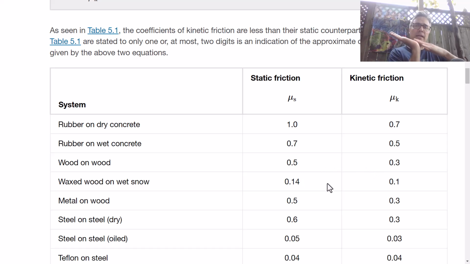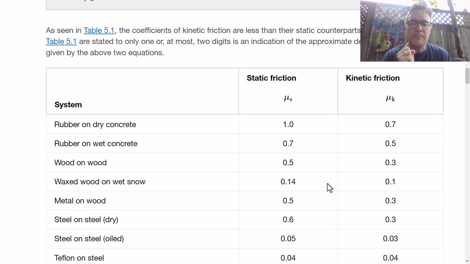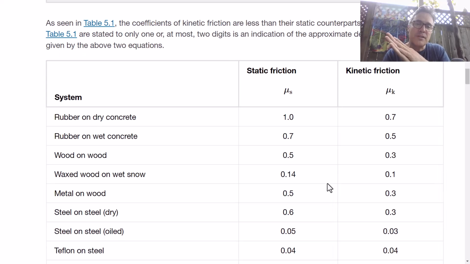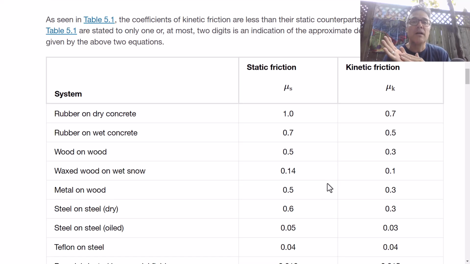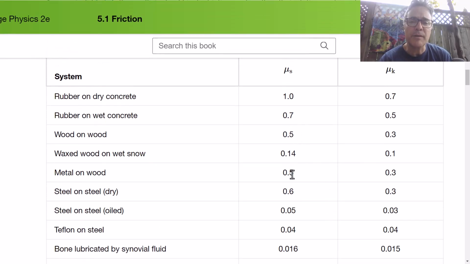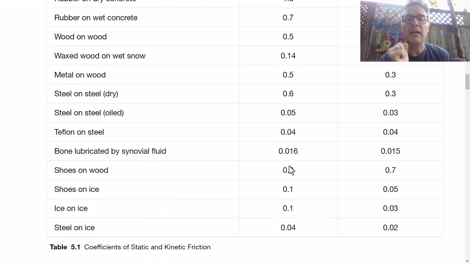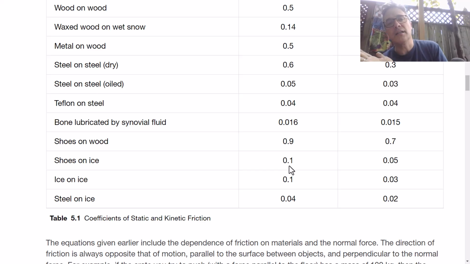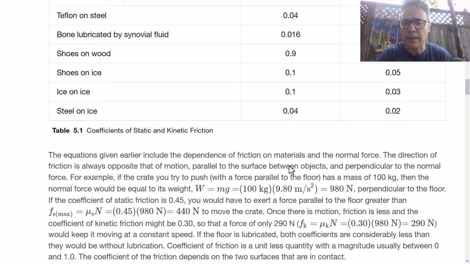Once something stops sliding and locks in, the maximum force it takes to get it sliding is a bit bigger than the force of friction as it's sliding. But what these coefficients give you is this: if you multiply these numbers times the normal force, then you get the maximum static friction force before it breaks and starts sliding.